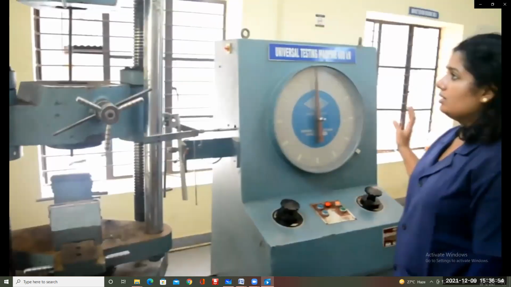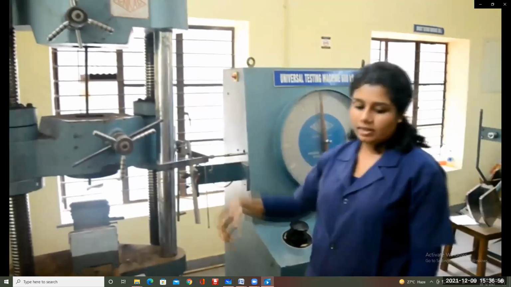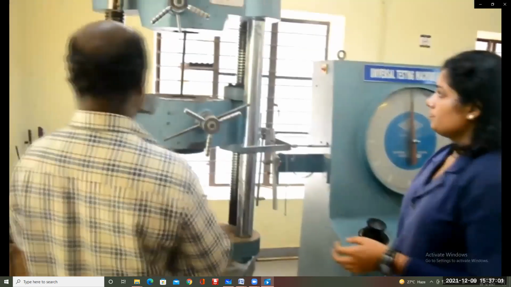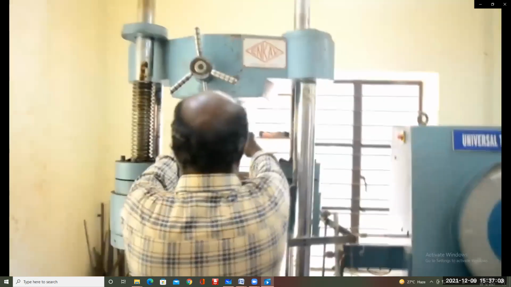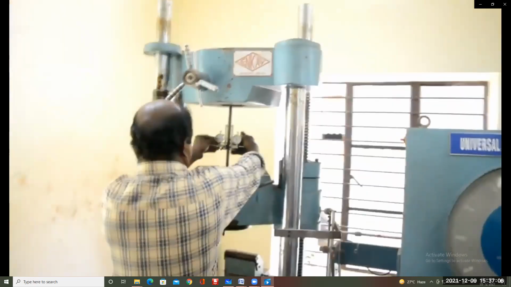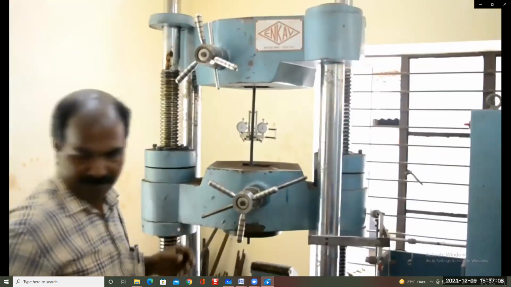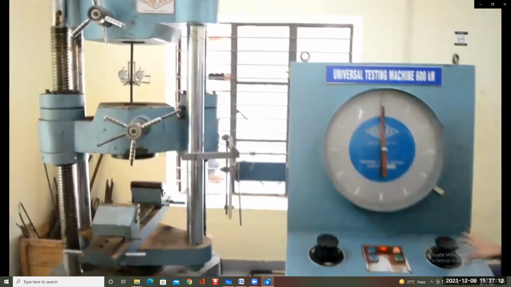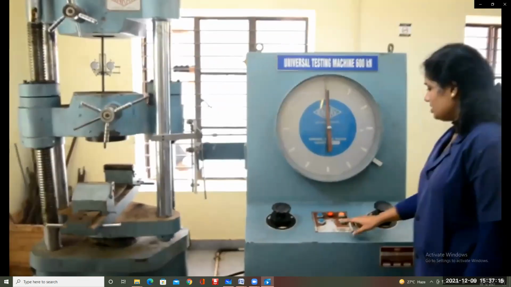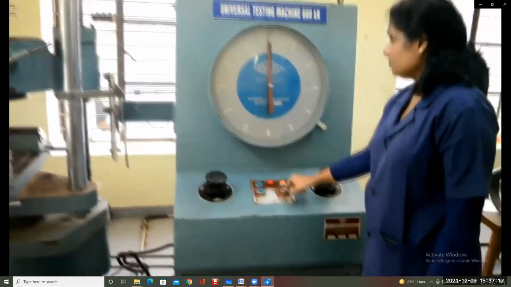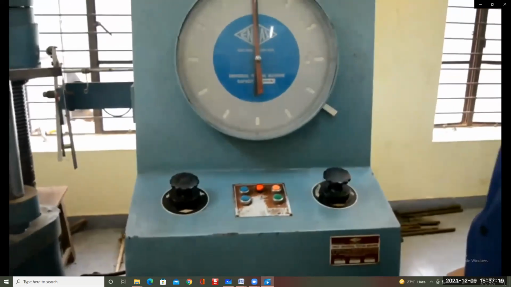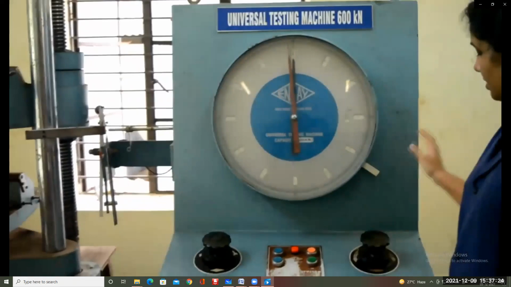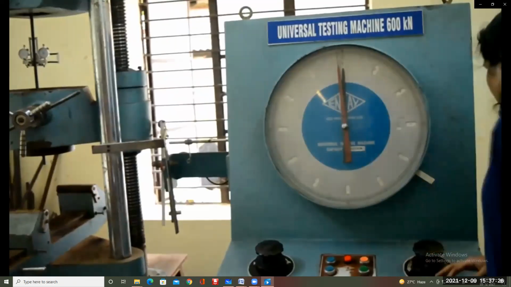After placing the rod, we can now fix the extensometer. The elongation readings are taken at 2 kilonewton intervals. After taking sufficient readings, we have to remove the extensometer. Now we can switch on the machine. Now we have to gradually release the control valve.